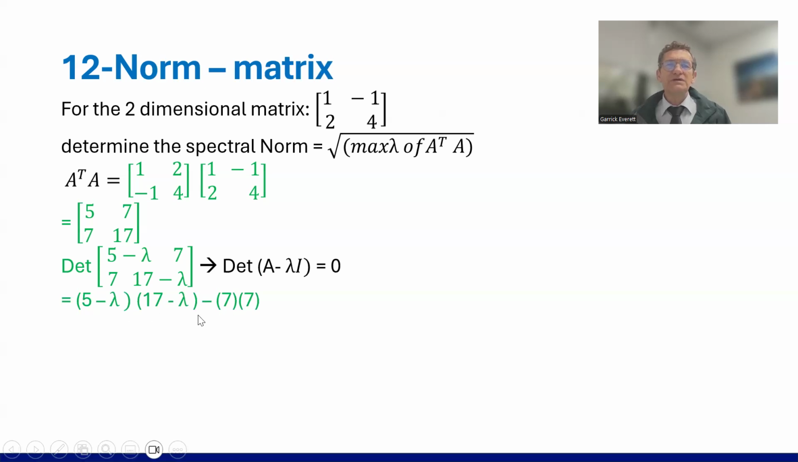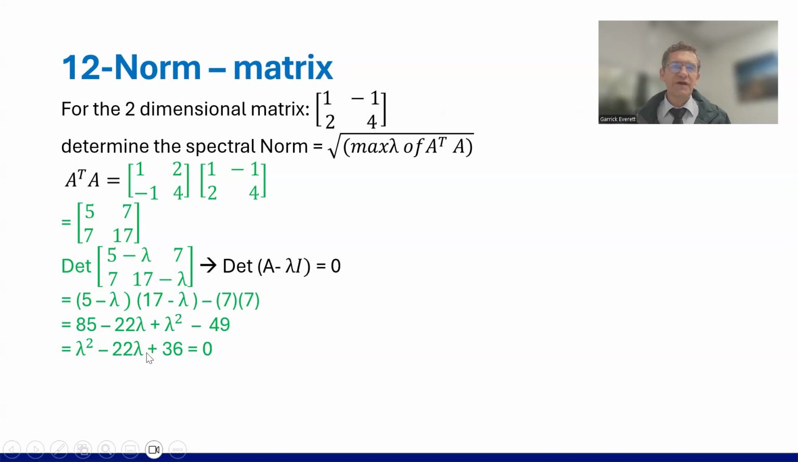What we'll end up with is a quadratic. So expand this and we get 85 minus 22 lambda plus lambda squared, minus times minus is a plus, minus 49. Let's move this around. So with lambda squared at the start, then lambda, then a number, and we get lambda squared minus 22 lambda plus 36 is 0.